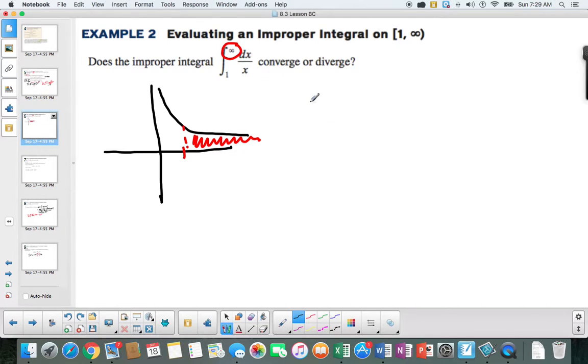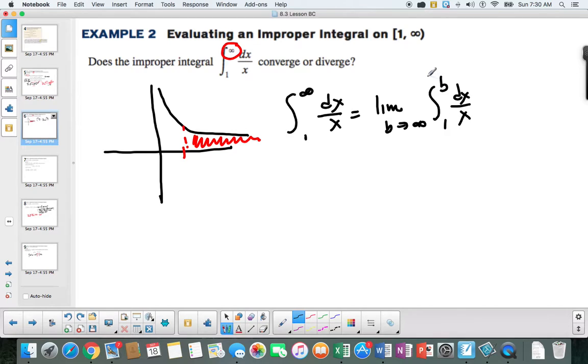Okay, so I'm going to go from 1 to infinity, dx over x, and I'm going to rewrite it as a limit. I'm going to replace the infinity with a b and let b approach infinity, of the integral from 1 to b of dx over x. And this part is finite. So this is the limit as b approaches infinity.